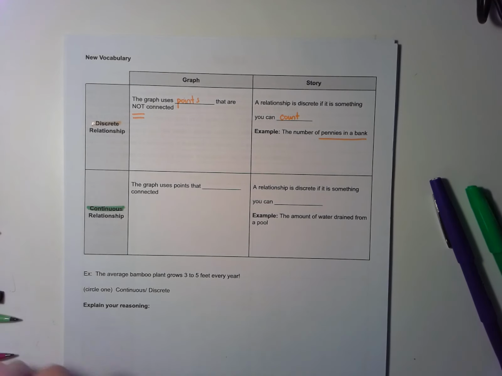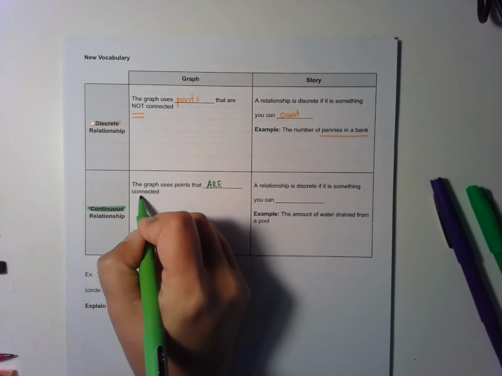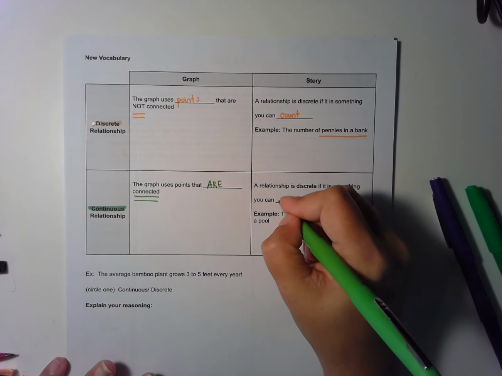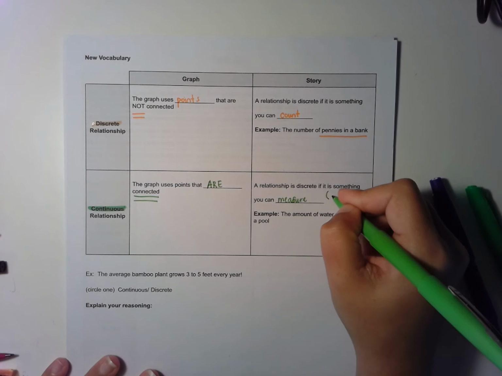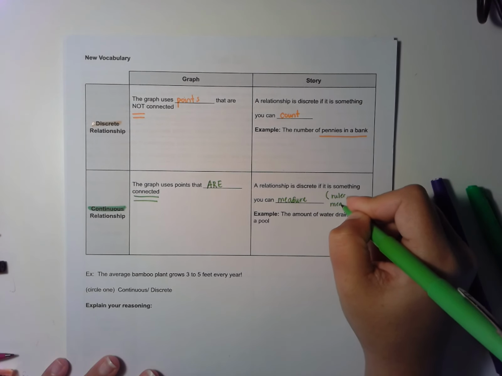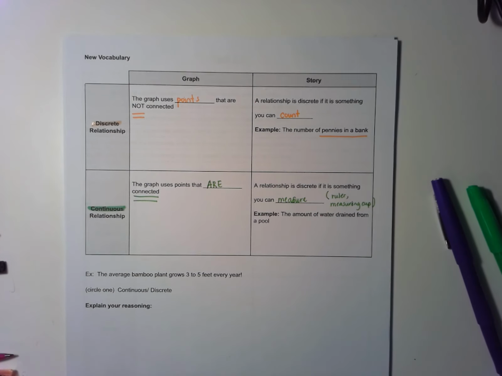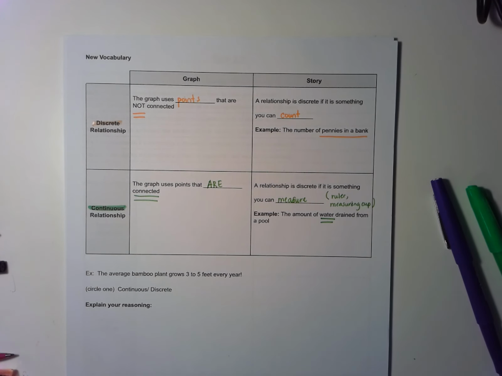Now, a continuous relationship is a graph that uses points that are connected. So now we have a choice. Do we connect or do we not connect? A relationship is going to be continuous, so we are going to connect the dots if it's something that you can measure. So for example, if you would measure it using a ruler or a measuring cup, that's going to be something where you do want to connect the dots because it goes gradually. An example would be the amount of water being drained from a pool because water flows gradually.